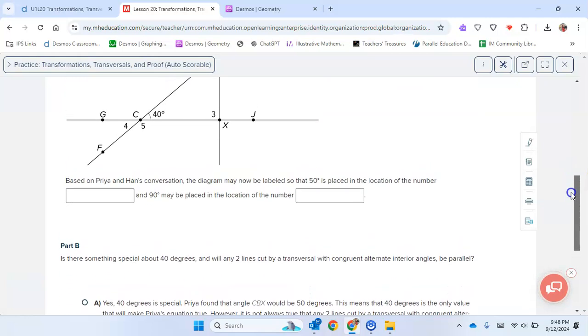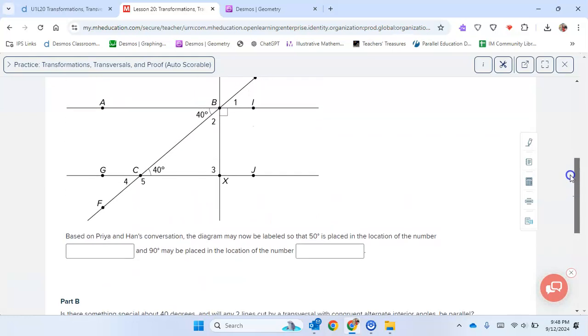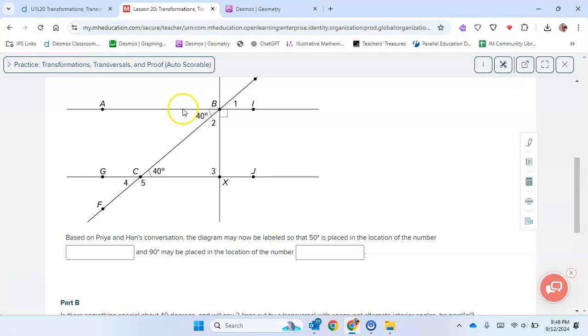Based on Priya and Han's conversation, the diagram may now be labeled so that 50 is placed in the location of the number 2. 40 plus 50 is 90. And 90 degrees may be placed in the location number 3. Alternate interior angles are congruent, so angle IBX is the same as BXC, which is angle 3.